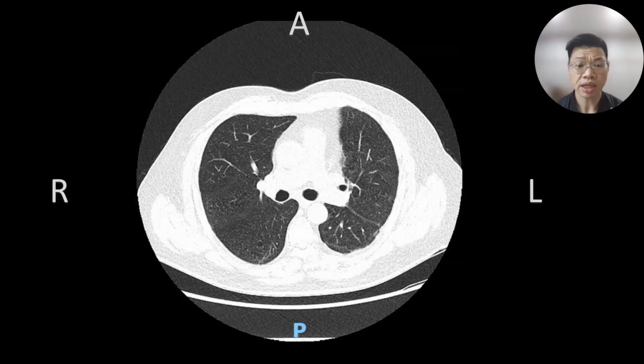Now we can see here that the left upper lobe already appears as a circle, as shown with my laser pointer, traveling in the cranial to caudal direction. Hence, we should use the axial CT to visualize it as holes.